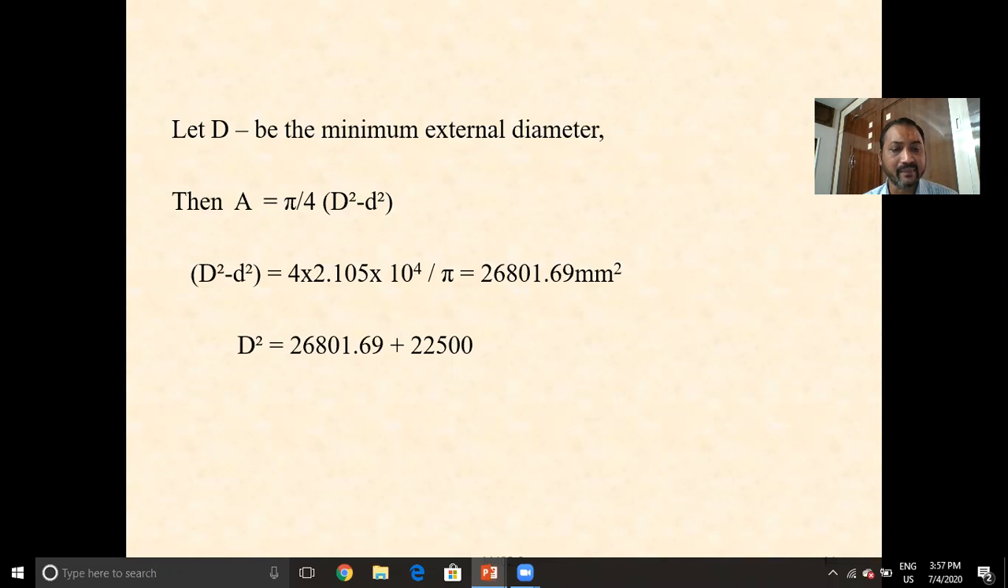To get the capital D square, we have to add this value to that value, and we will get the capital D square value. Accordingly, to find out D, we take the square root of the sum of 26801.69 plus 22500, which becomes 222 millimeters. So the outside diameter of the tube is equal to 222 millimeters.